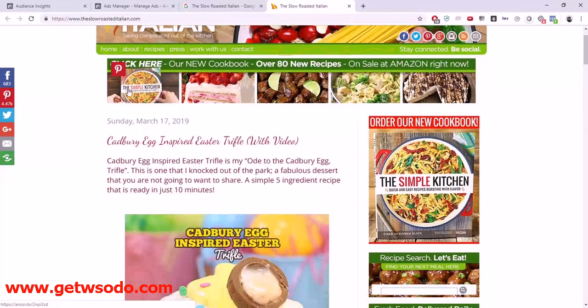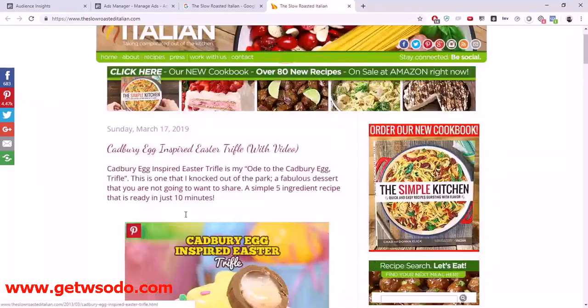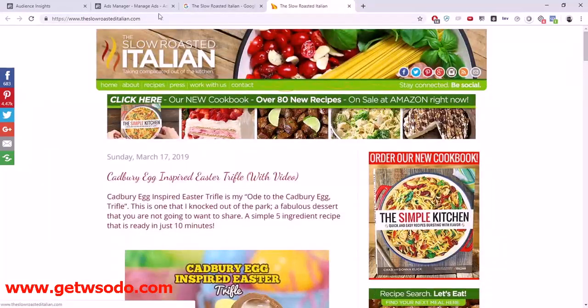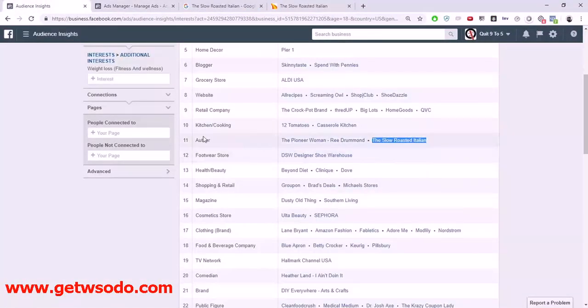Okay, so this is a cookbook apparently, because there's a bunch of cookbooks on here. So the slow roasted Italian is an Italian cookbook. I know that now, and I can actually make sense of this when I'm plugging it in. So I can decide, do I want to plug this into my weight loss targeting? Would it make sense that people who buy Italian cookbooks are going to want to lose weight?